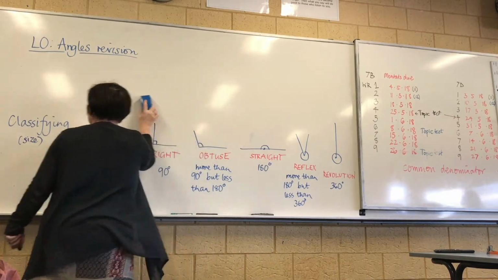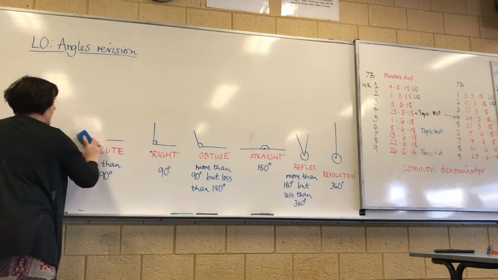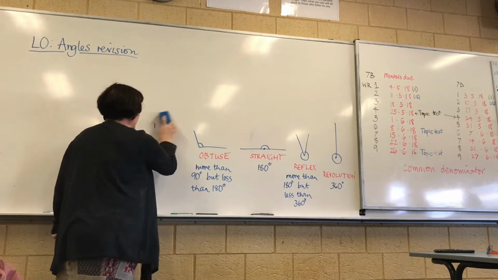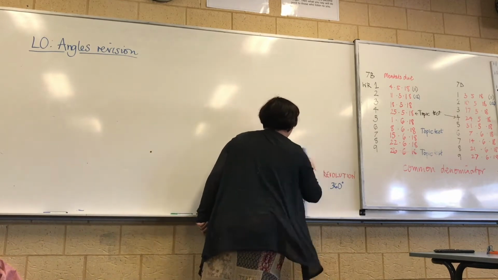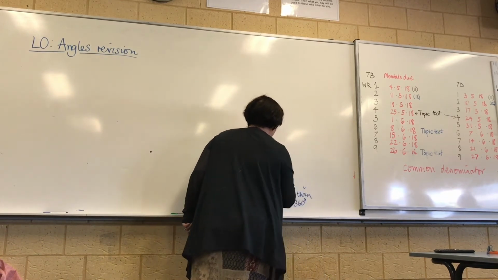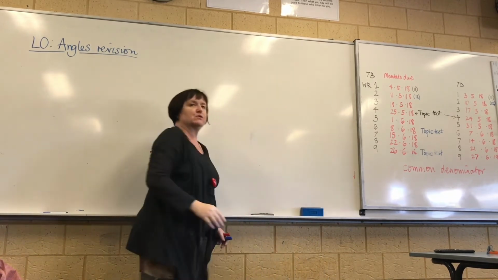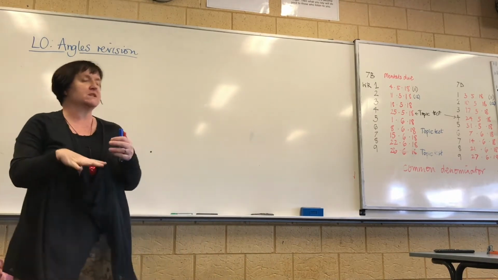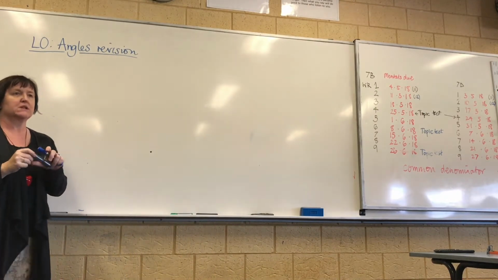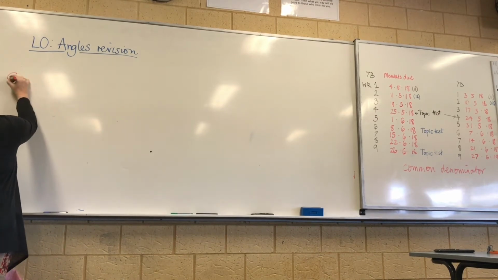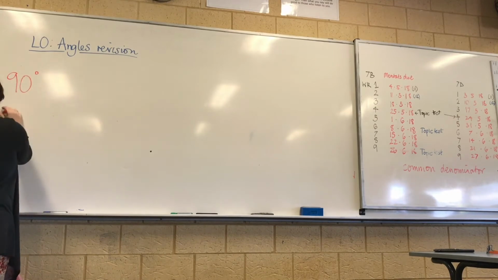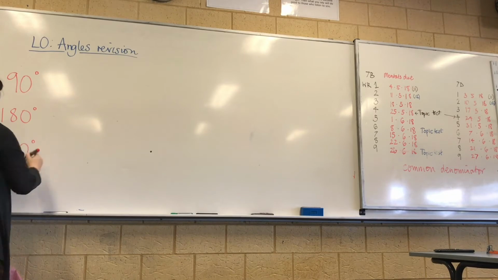So when we're talking about angles in geometry, there are three crucial numbers that you need to remember. And if you can remember these three crucial numbers, it will help you with everything that we're going to do. So what are the three crucial numbers? Can anyone have a guess? What do you think? Go on then. 90, 180, well done. So our three crucial numbers are 90 degrees, 180 degrees and 360 degrees.